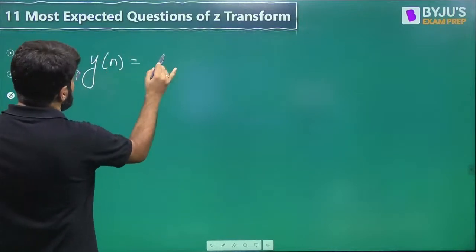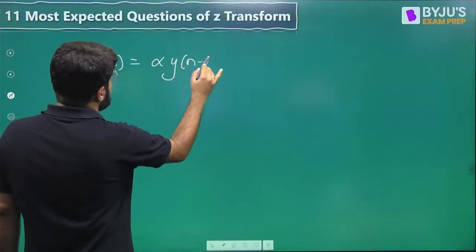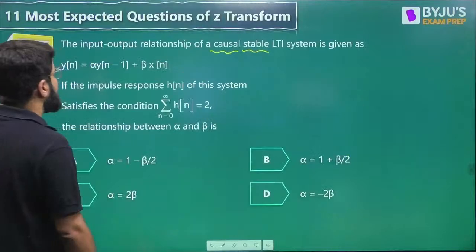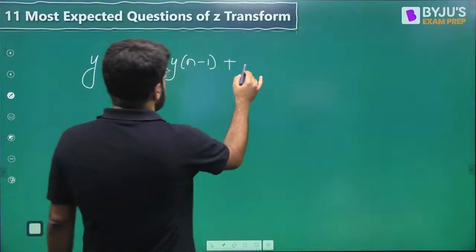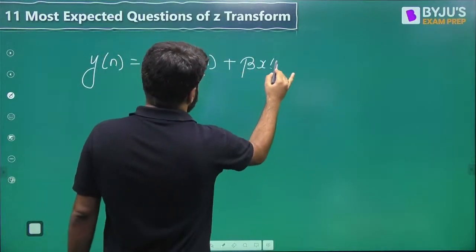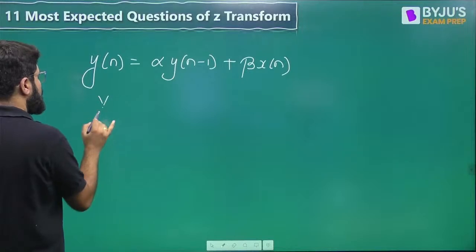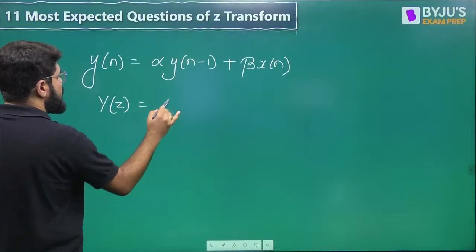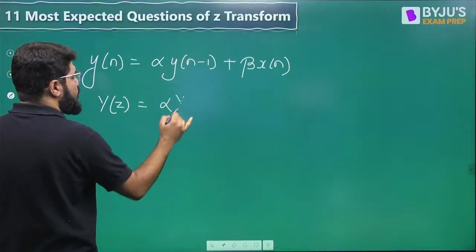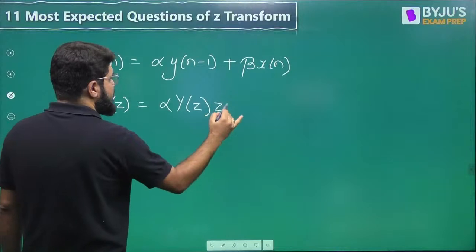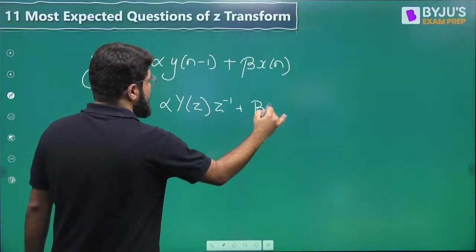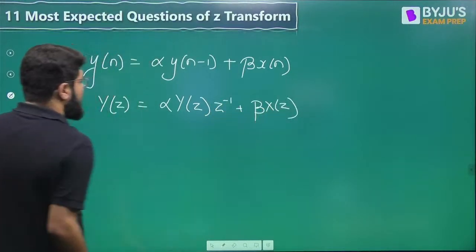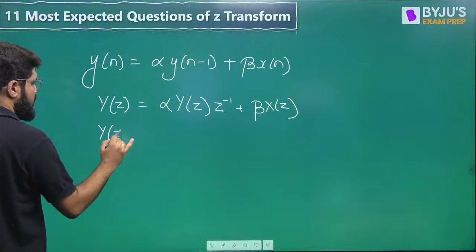y[n] is alpha y[n minus 1], the first difference equation is given, plus beta x[n]. Converting all of them to the z transform: Y(z) is equal to alpha, time shift property, Y(z) z raised to the power minus 1, plus beta X(z), and combining all the terms of Y(z).